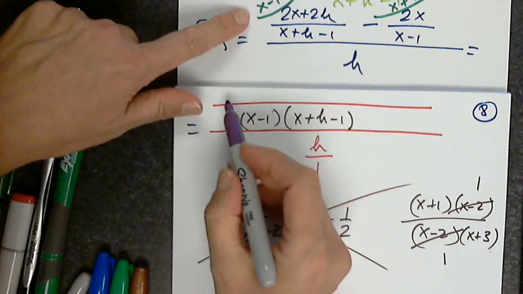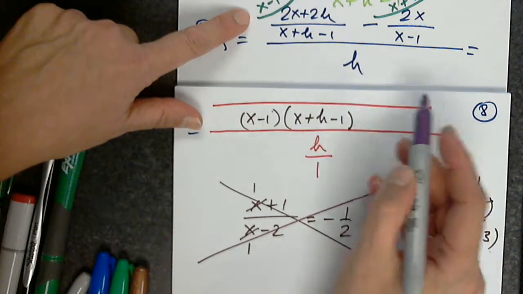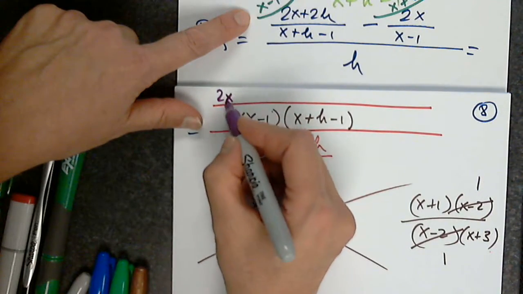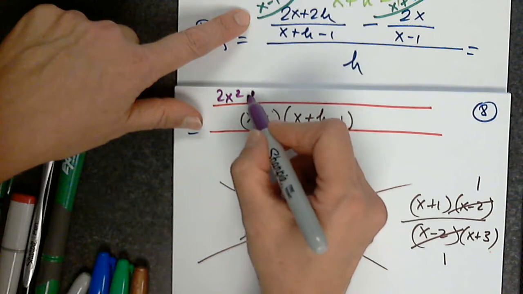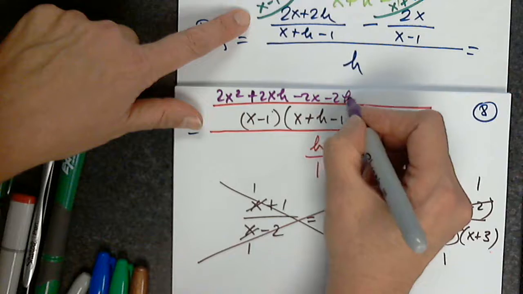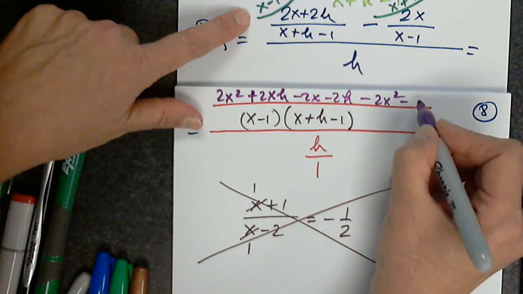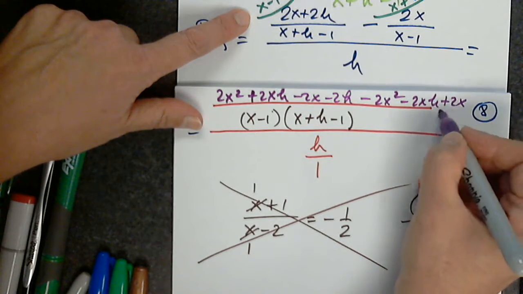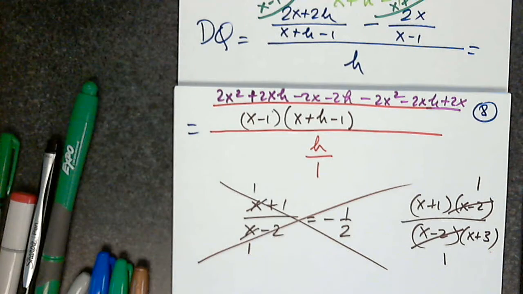So then what is left? Can anyone dictate the numerator? 2x squared plus 2hx minus 2x minus 2h minus 2x squared minus 2xh plus 2x. Excellent. Do we all agree with the top?